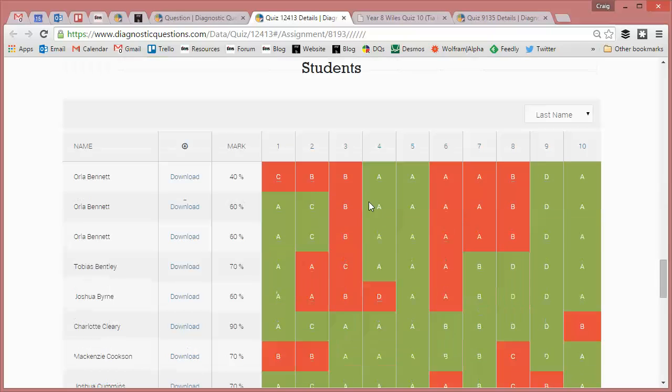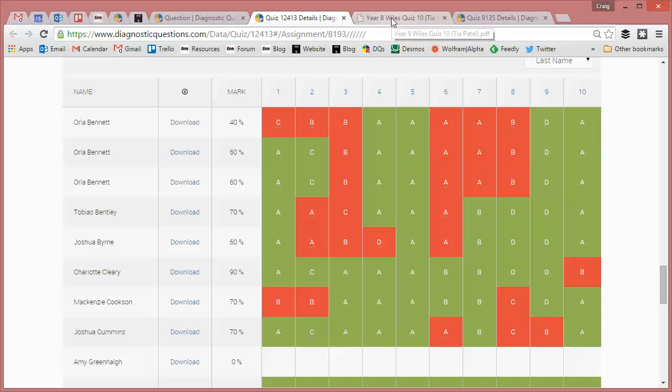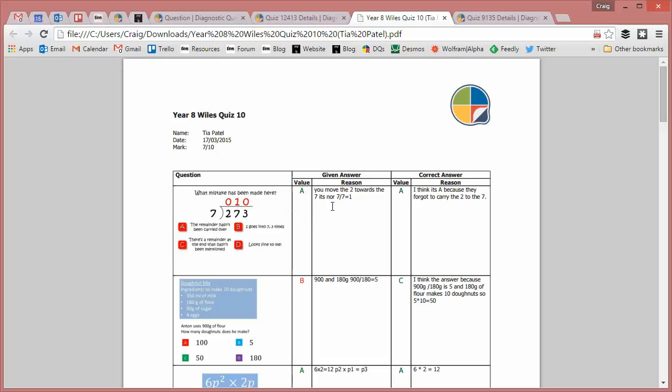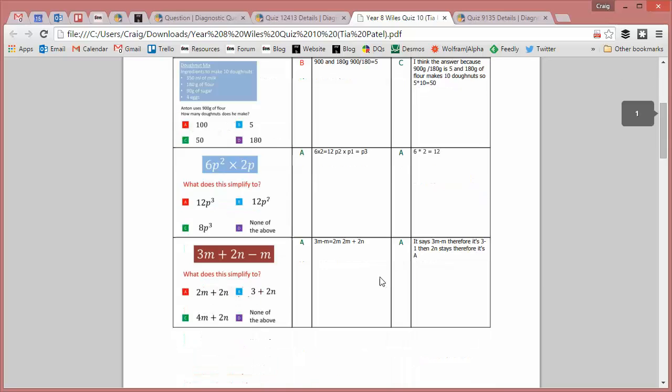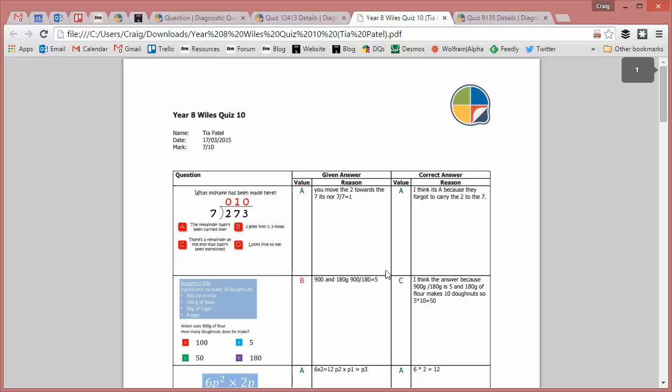I can also, from my summary statistics, print off individual student reports. This shows the reason that the students gave, the answer that the students gave, and together with the most popular explanation given by students from all around the world. Students can print this out as a personal record of their homework.